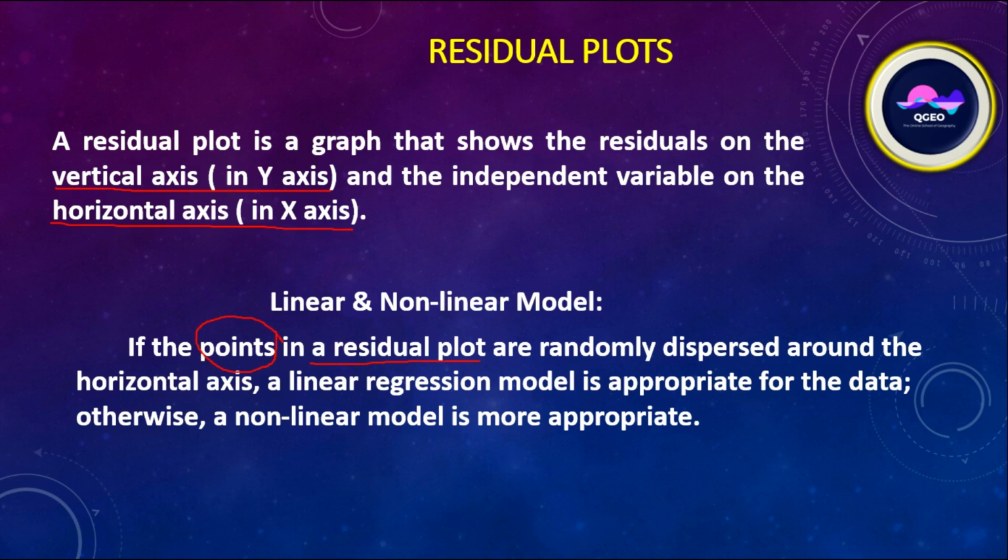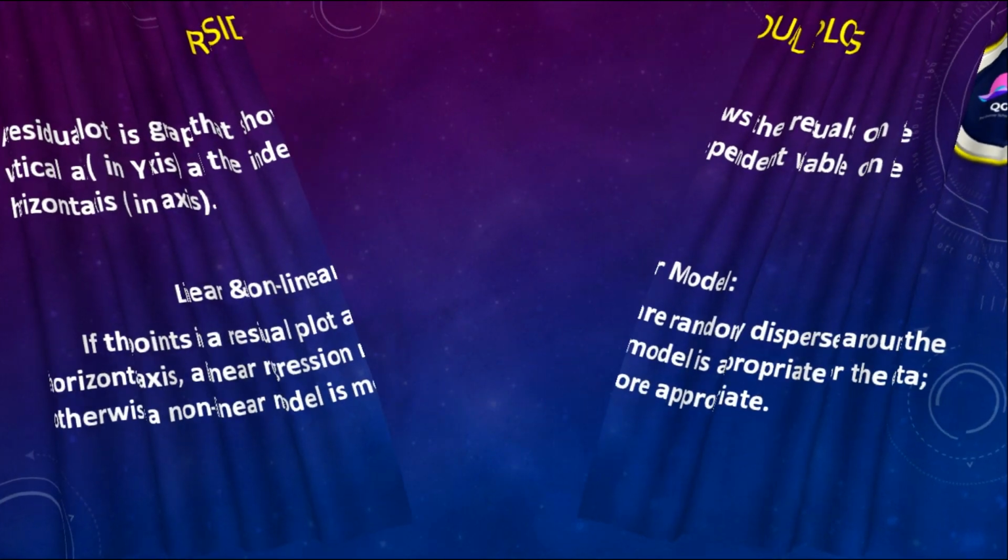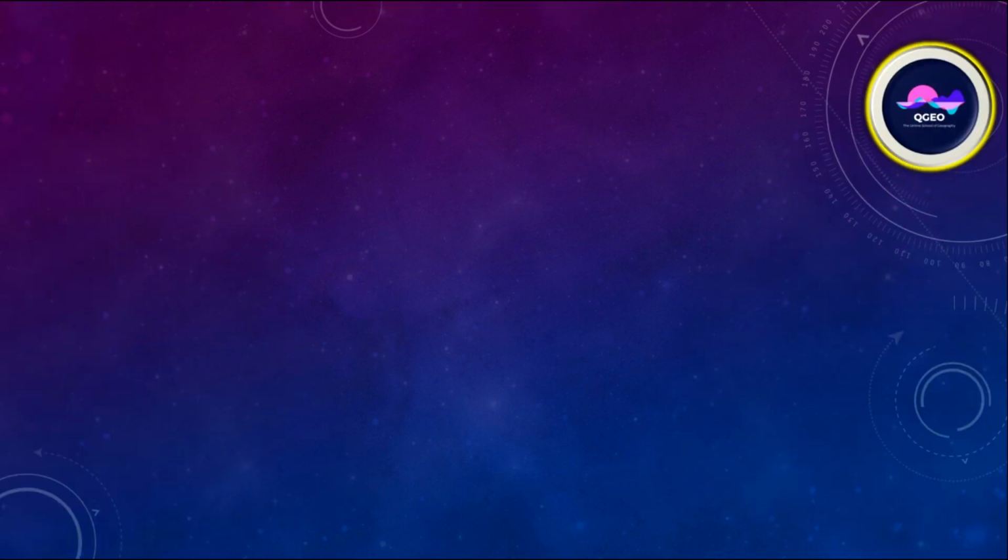If the points in a residual plot are randomly dispersed around the horizontal axis, a linear regression model is appropriate for the data. Remember, if the points in a residual plot are randomly dispersed around the horizontal axis, a linear regression model is appropriate for that data. Otherwise a non-linear model is more appropriate for it. See the diagram and it will be clear then.